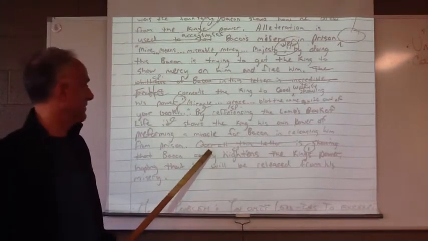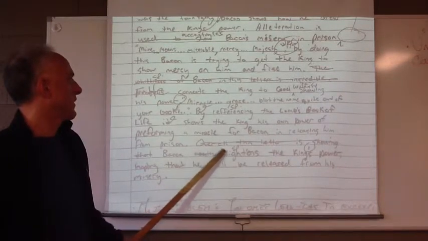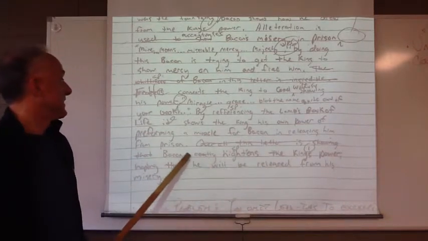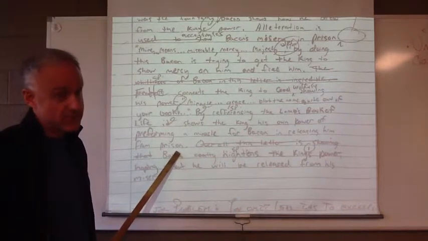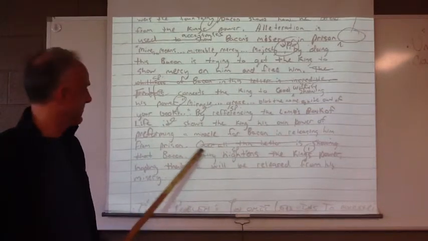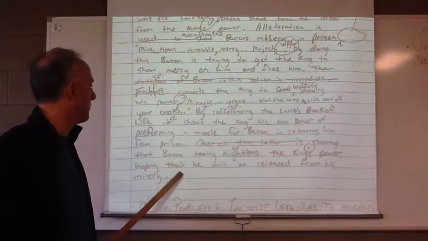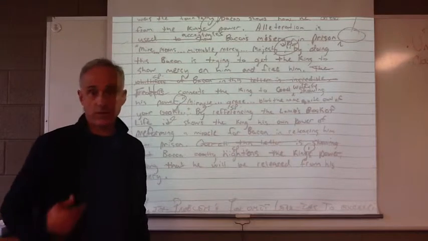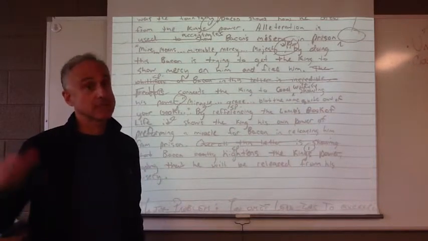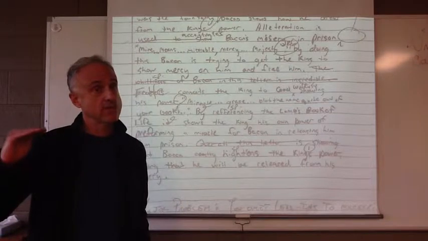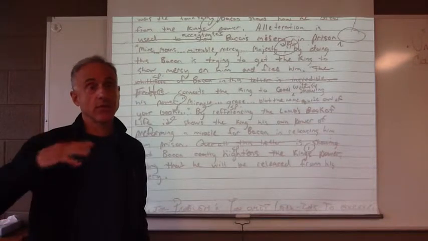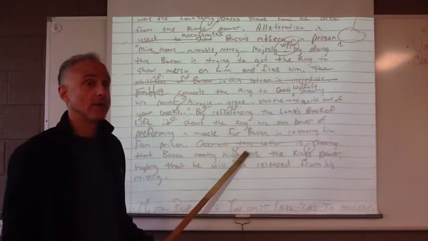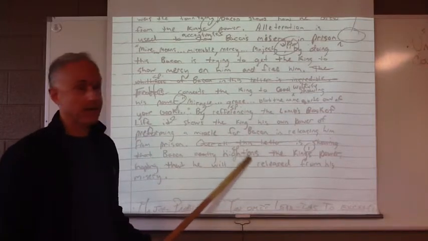So let's look at the end here. Overall, this letter is showing that Bacon really heightens the king's power. He's summing up, but we can understand that he's summing up without him saying he's summing up. Bacon heightens the king's power, hoping that he will be released from his misery. What I ask my students to do, when I have more time to talk and explain, is start with a topic sentence in your paragraph, one sentence that is summarizing the whole point of the paragraph. You support through the paragraph, but you still end with a clarifying sentence. So that is what he's doing here.